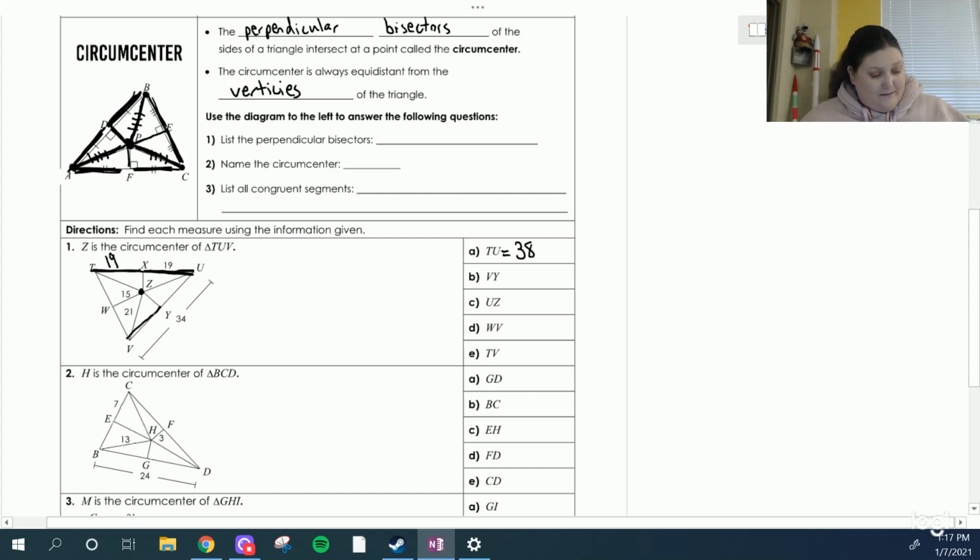VY is this segment here. Well, I know the whole length here is 34, and I know that it's cut into two even pieces because I have a circumcenter here. So that makes this length here 17. So that makes that 17. Next one is UZ. UZ is equidistant with all of the other vertices here, with all these other 3 lines. I already have that measurement of 21.